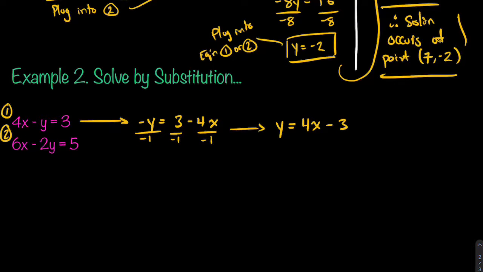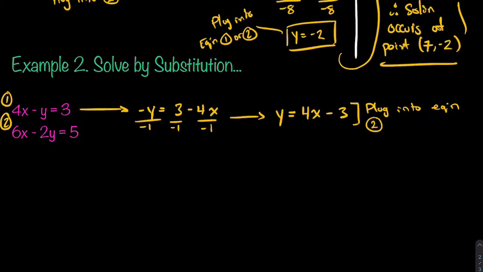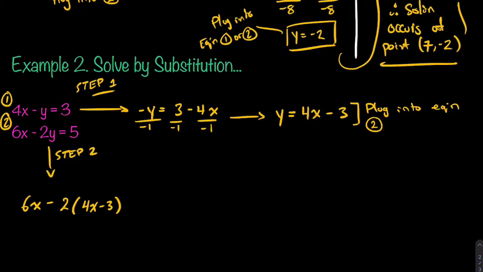So we know what y equals. Let's plug this into, and it has to always be the other equation when you're doing this. When you're plugging it in, plug into equation 2. So let's call this step 1. This is step 2. Equation 2 is 6x minus 2 times, what was it, 4x minus 3, all right? Because I'm plugging in this expression instead of just regular y, equals 5.